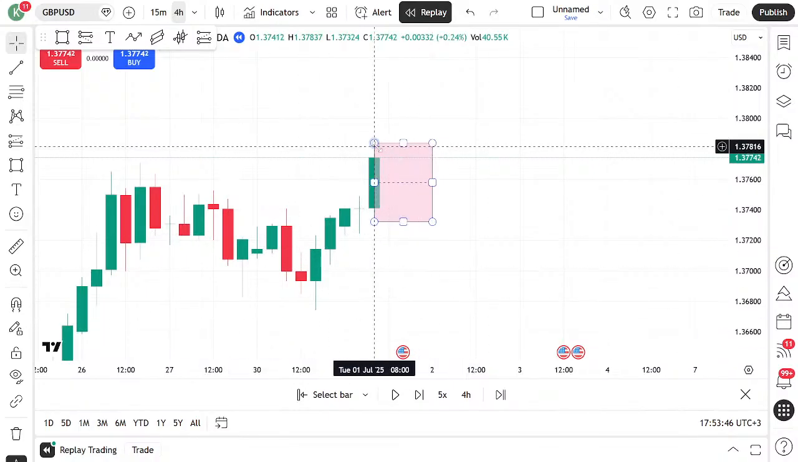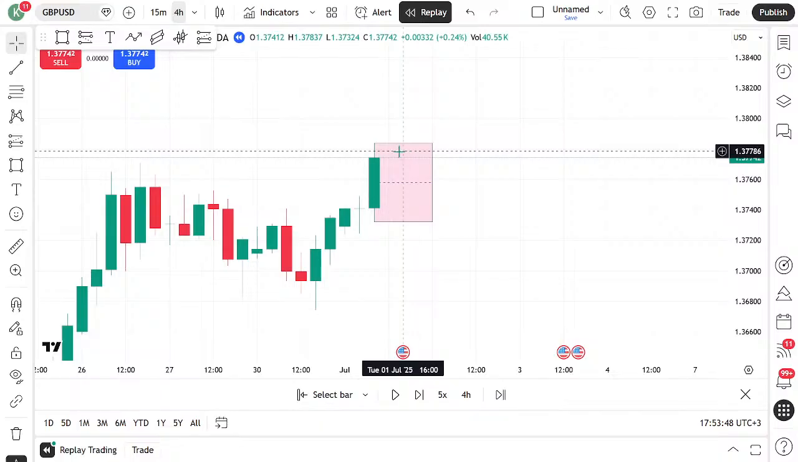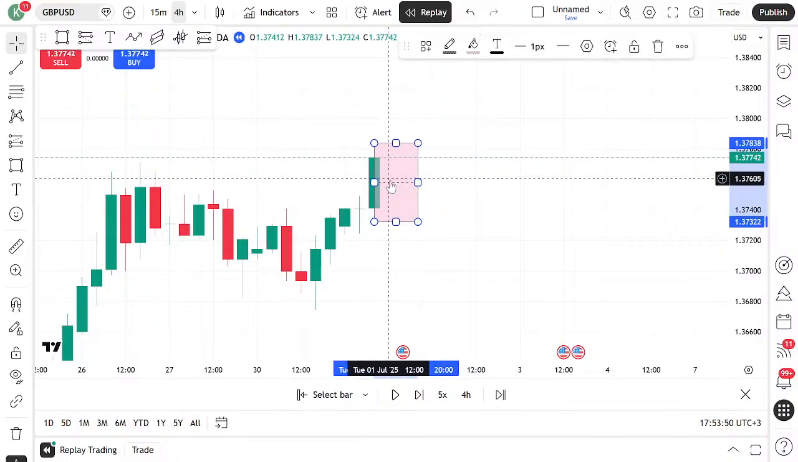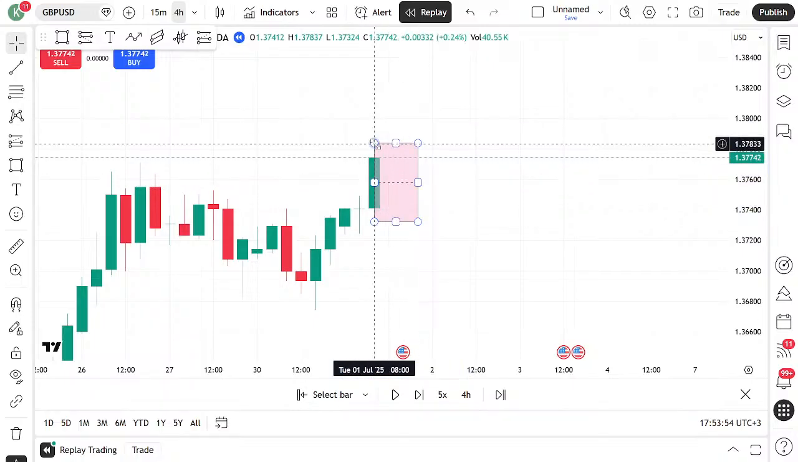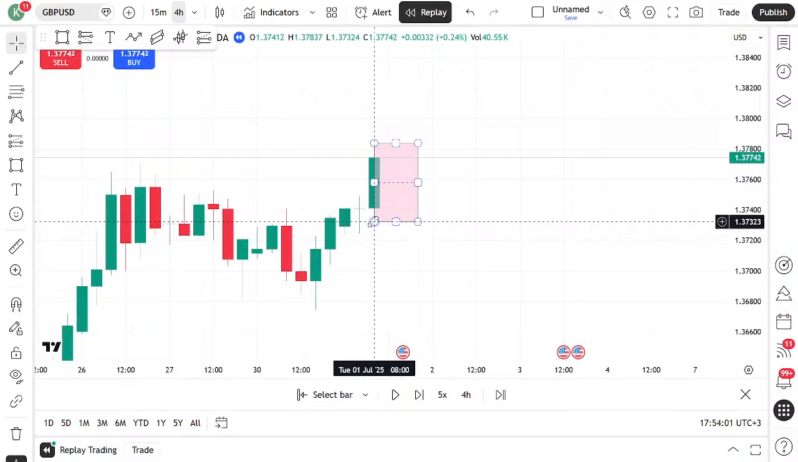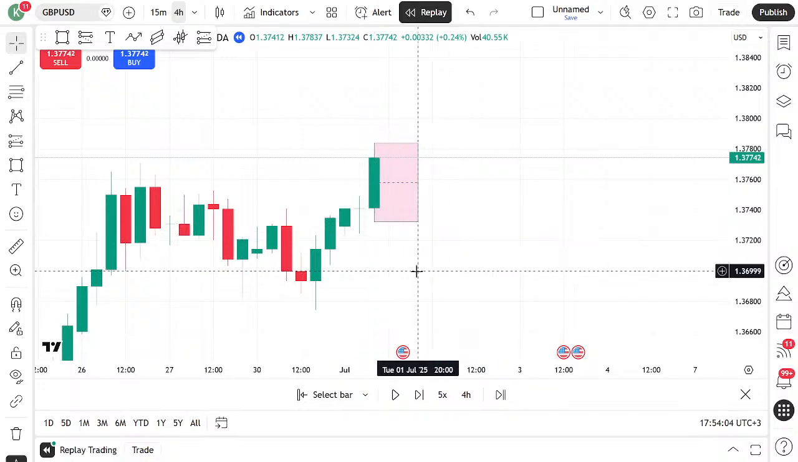So the first step is to mark it. I love using a box which shows a midline, and I mark it on the high, and then the lower section of the box I put on the lowest point of that 4H candle.